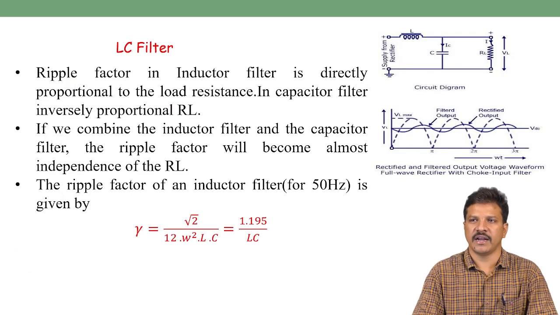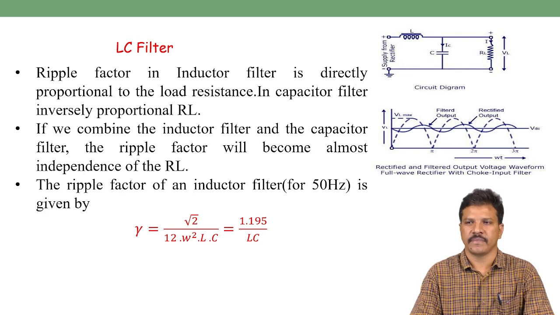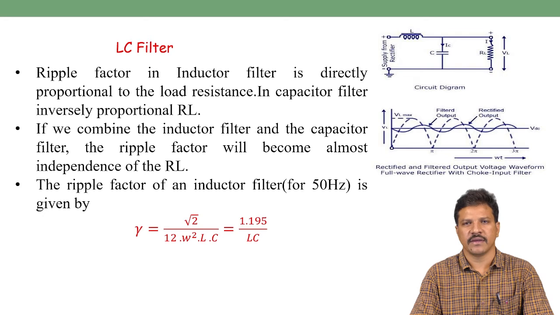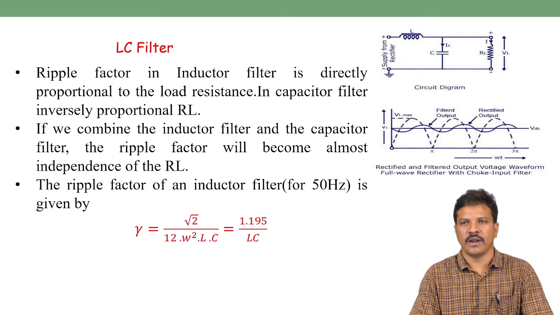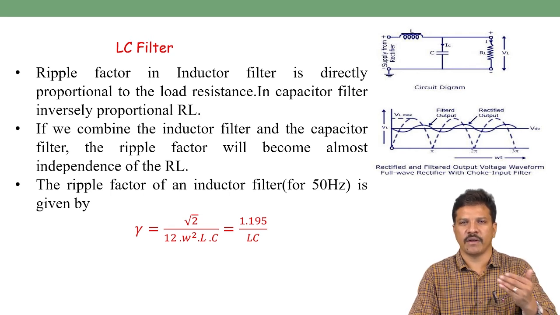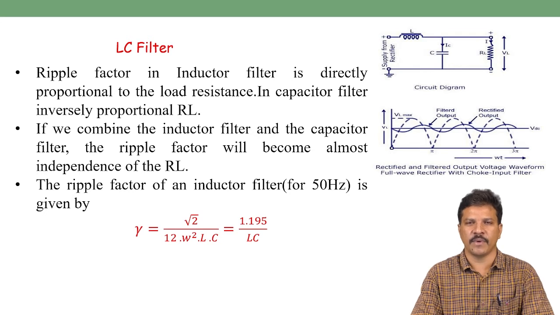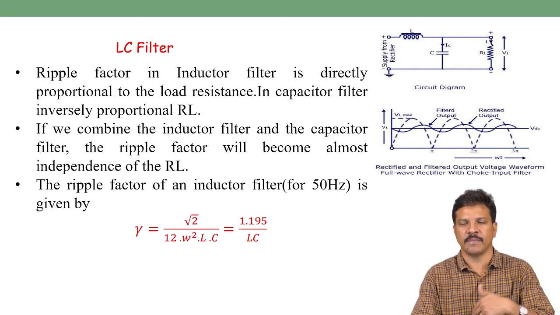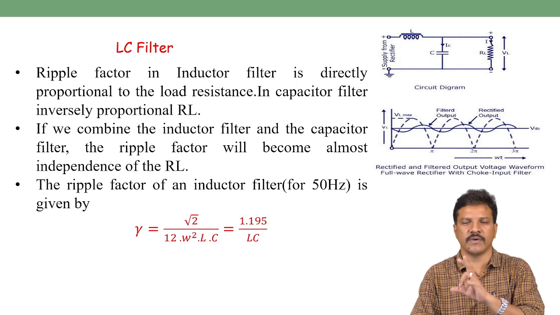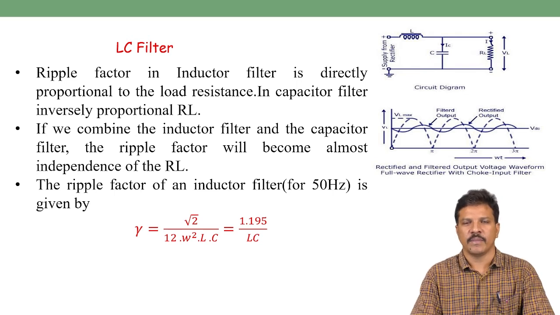The next filter is called the LC filter. As we studied, the inductor filter allows the DC component and blocks the AC component, and the DC component flowing through the load resistor gives the DC output voltage. And the capacitor filter, because of its property, blocks the DC component and allows the AC component, which is connected to ground, so the DC voltage is available across the load.